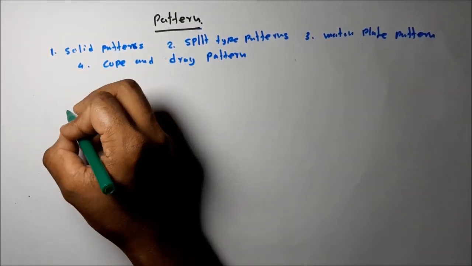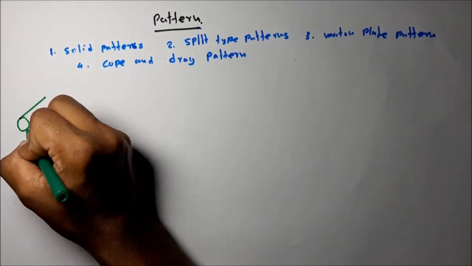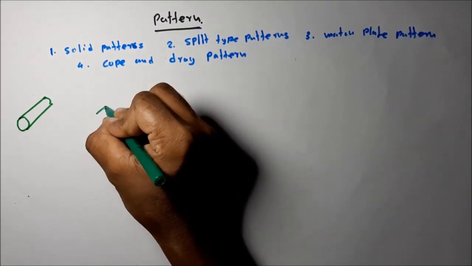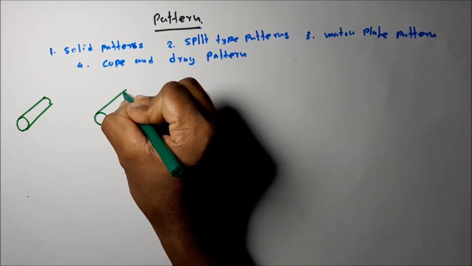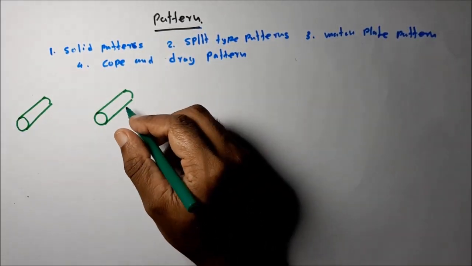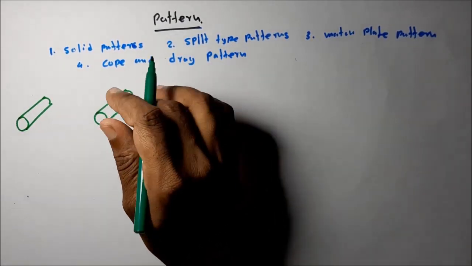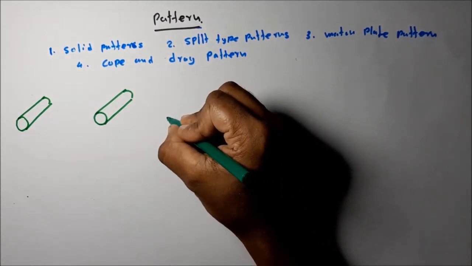Let's take this as the part we are going to manufacture. Let's take a very simple one, a cylinder. The solid pattern is also a cylindrical shape object, but the dimensions are different. That means when we manufacture the pattern, we have to give some allowances for the dimensions. Later we will discuss that also. That is the solid pattern.